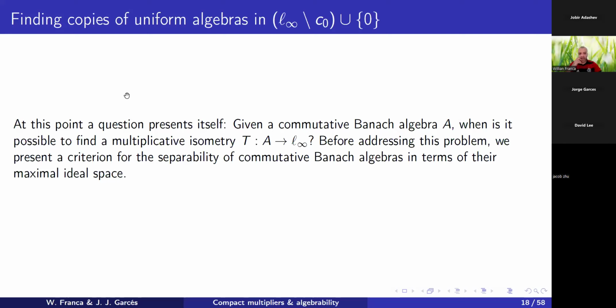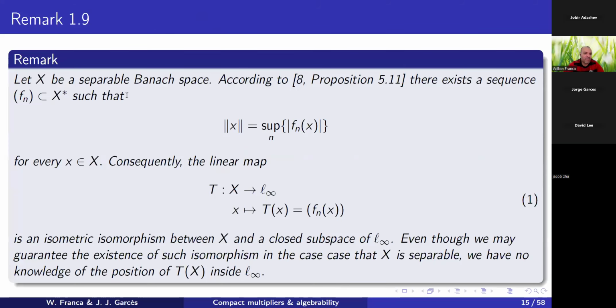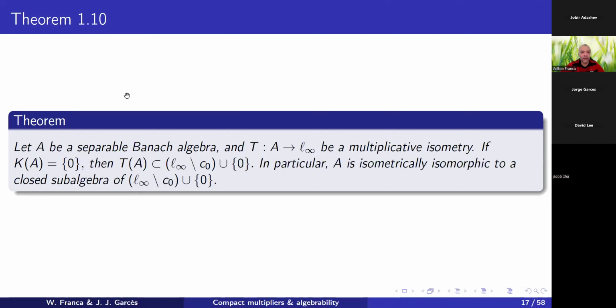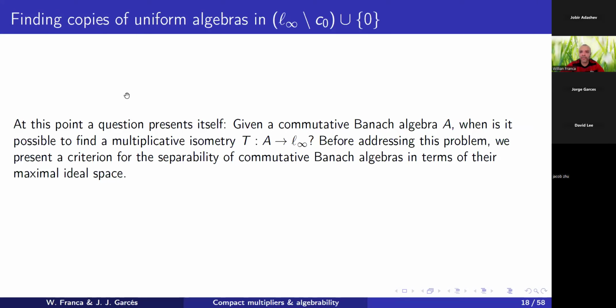I don't know if I have mentioned this, but when you say that an algebra, not necessarily a Banach algebra, Banach space, is separable, I mean it contains a countable dense subset. So we do have a subset which is countable and dense. As I said before, to this problem we present the criterion for separability of commutative Banach algebras in terms of their maximal ideal space, or in terms of their spectrum.